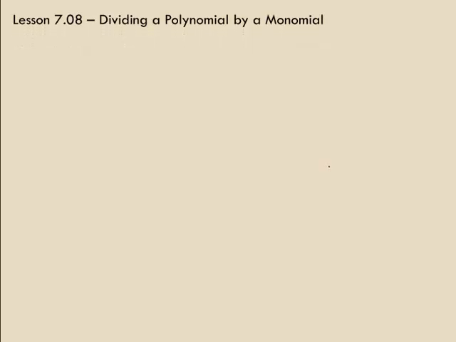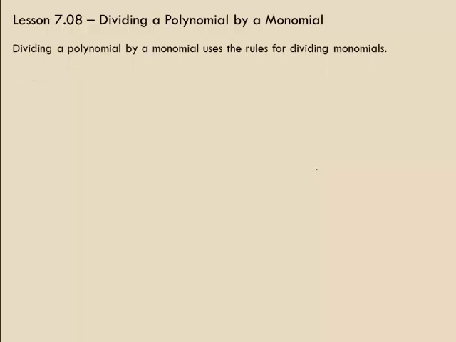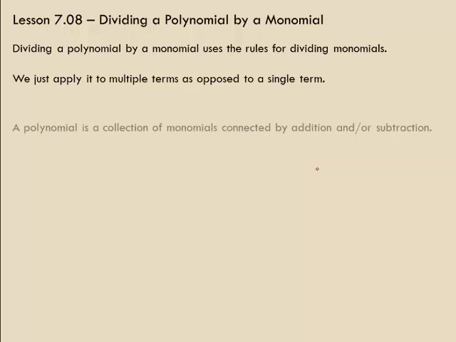Lesson 7-8, dividing a polynomial by a monomial. So we've done some multiplication, we've multiplied monomials by polynomials, and then we've multiplied polynomials. Now we're going to do some division, and dividing a polynomial by a monomial is basically the opposite of multiplying. We use the rules for dividing monomials. We just apply it to multiple terms as opposed to a single term.